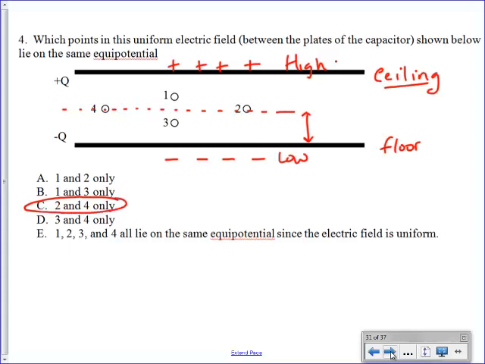We'll be talking more about capacitors in our next section, section 18.3.